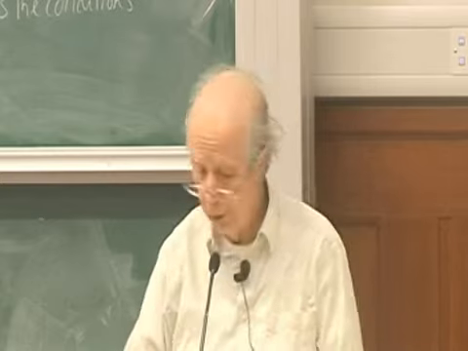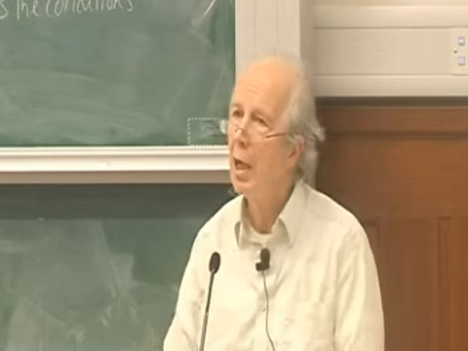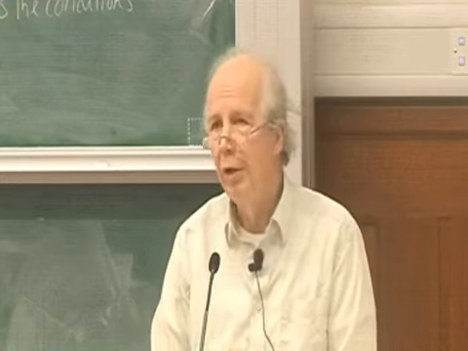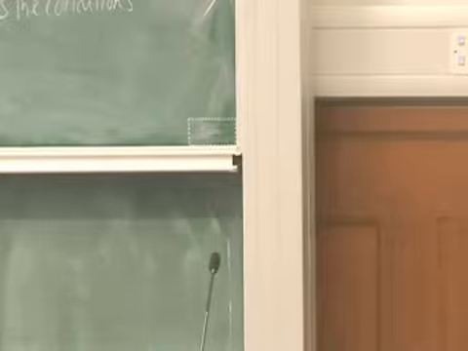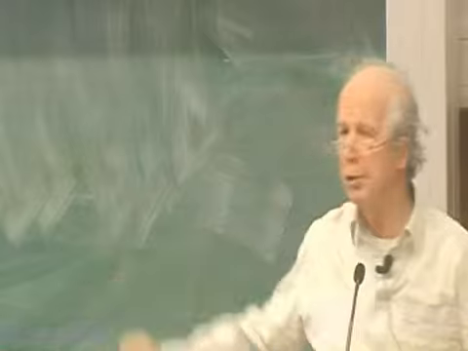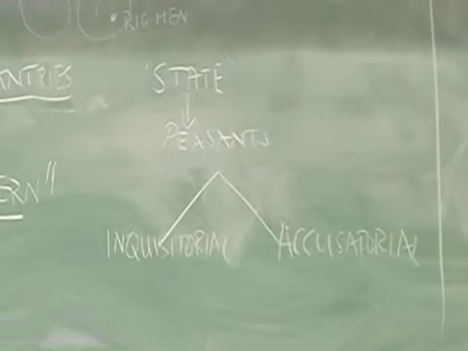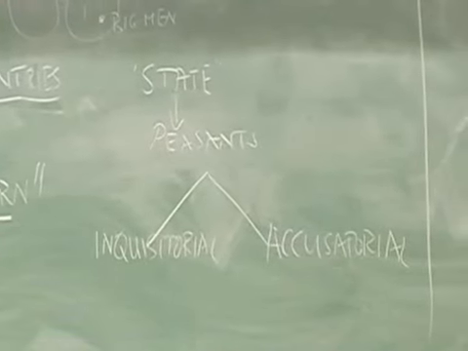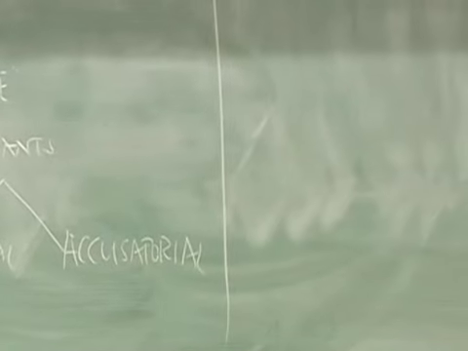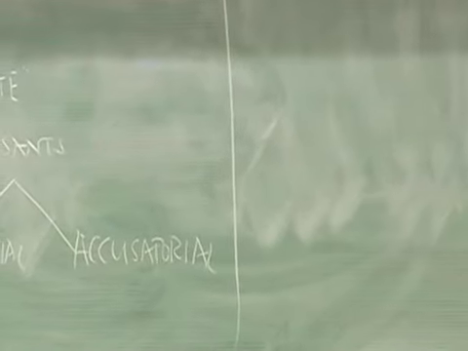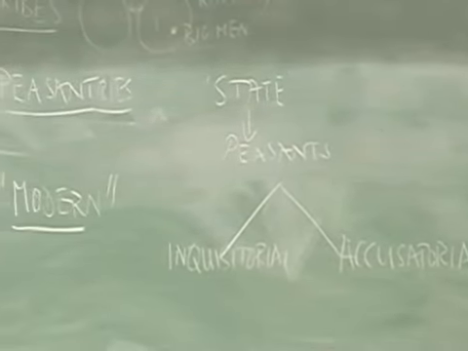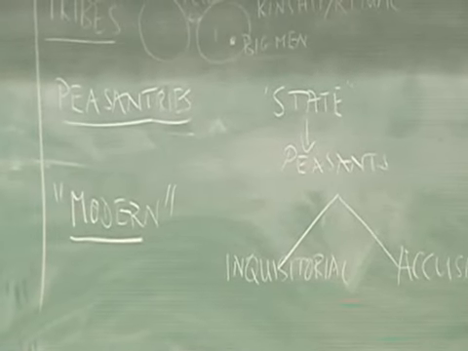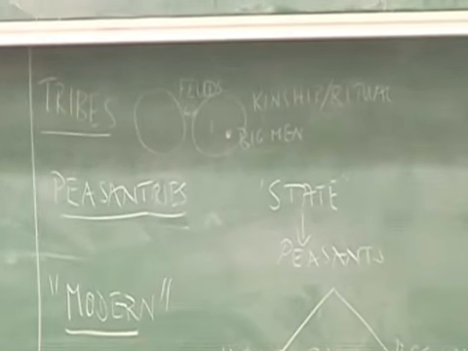Now moving on to the last point, which is a very important one. There are two main legal systems in the modern world: inquisitorial systems and accusatorial systems. Inquisitorial systems are ones where the state, in cases of breaches of state rules, directly directs its power on the individual.